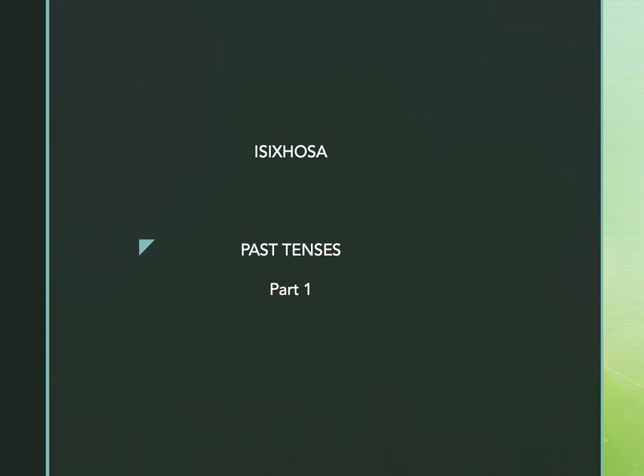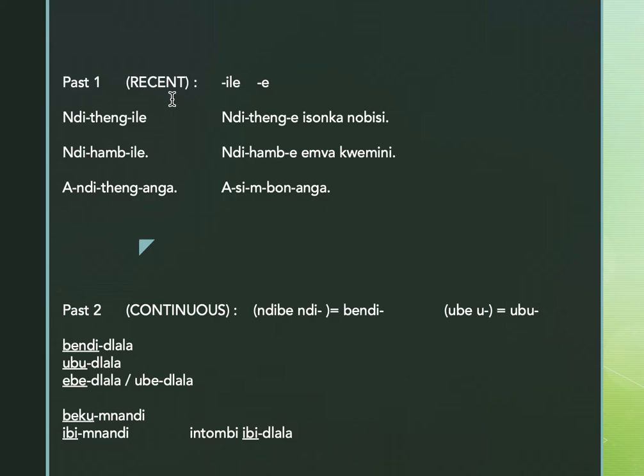So past tense one is the recent past. It's also sometimes referred to as the perfect past. I don't think it's a useful term for it though. Anyway, it ends in ile or e. This would be the long form or the short form, just like we have in the present tense when we say ndiyafunda or ndifunda isiXhosa. The past tense has this long form and short form.